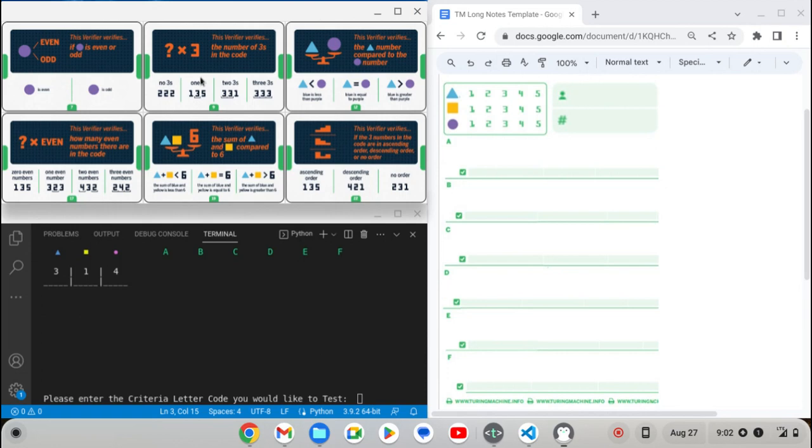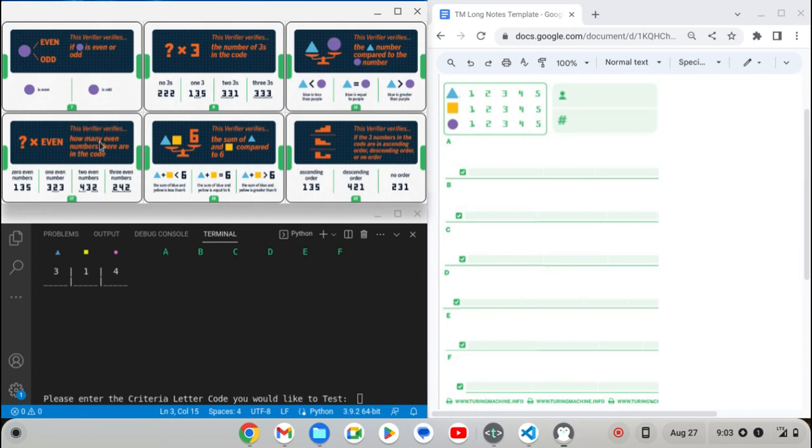Criteria card B will look at the 3-digit solution and will let us know how many of those digits are 3. Are there no 3s? Is there a single 3? Perhaps 2? Maybe even all 3 are 3. Criteria card C will look at our first and last digits, triangle and circle, and compare them. So should the value of triangle be less than circle? Should they be equal? Or should the value of triangle be greater than circle?